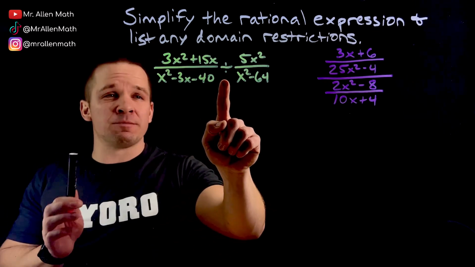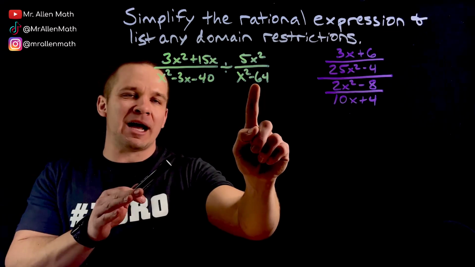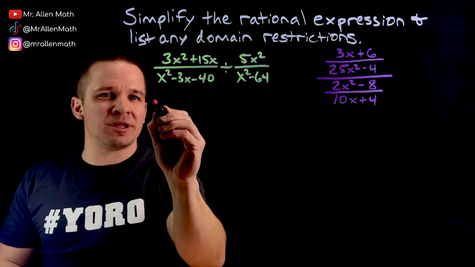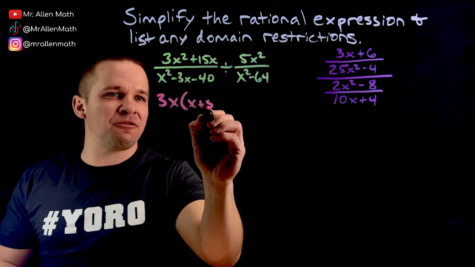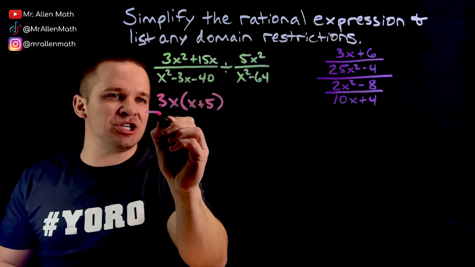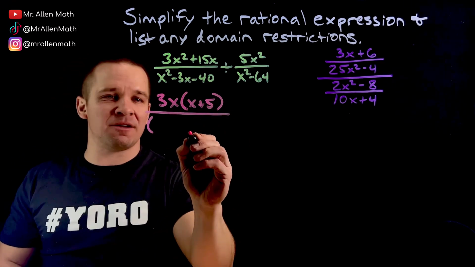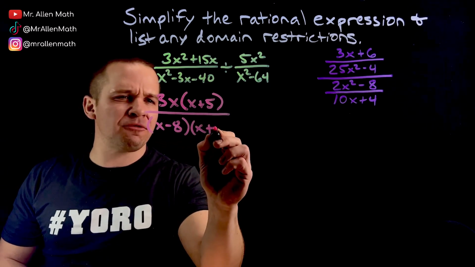So if I want to rewrite it as multiplication, I'm going to multiply by the reciprocal of the one that I'm dividing by. But I can still factor while I do this. I'm going to factor the numerator of the first one. That's going to be 3x coming out, and I'll be left with x plus 5 after I've factored out that GCF. Now my denominator here, what multiplies to negative 40 and adds to negative 3? That's going to be x minus 8 and x plus 5.